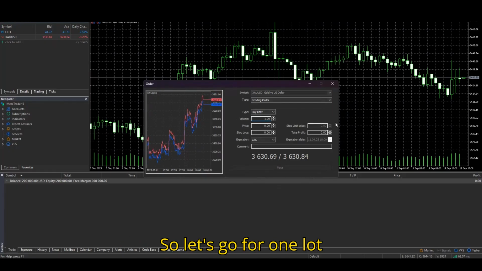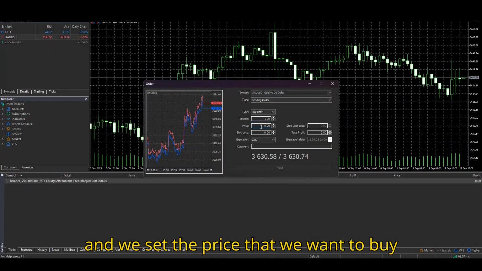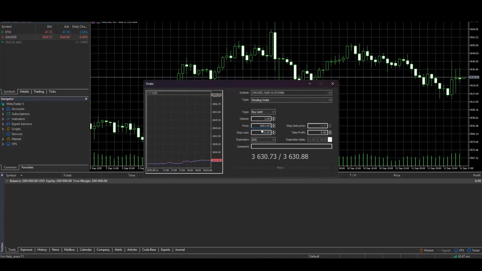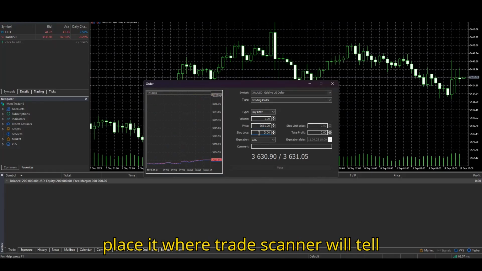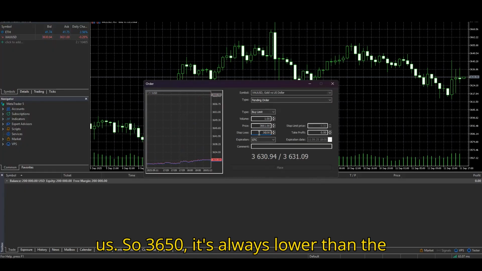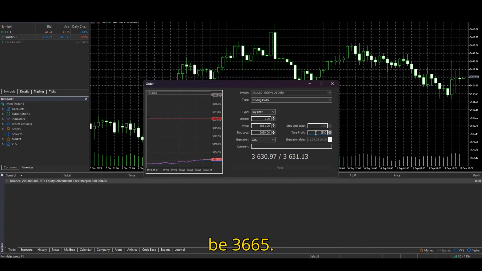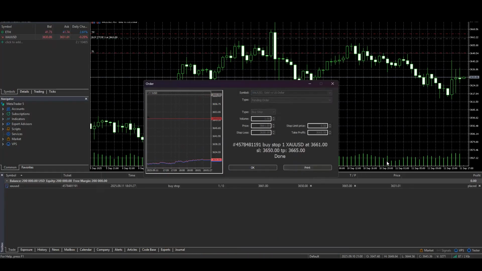So let's go with one lot, and we set the price at which we want to buy the asset. So it's 3,631 as a buy limit. The stop loss, let's place it where Trade Scanner will tell us. So 3,650, it's always lower than the entry price. And the take profit, let it be 3,665. And here, as you can see, we can place it as buy stop.